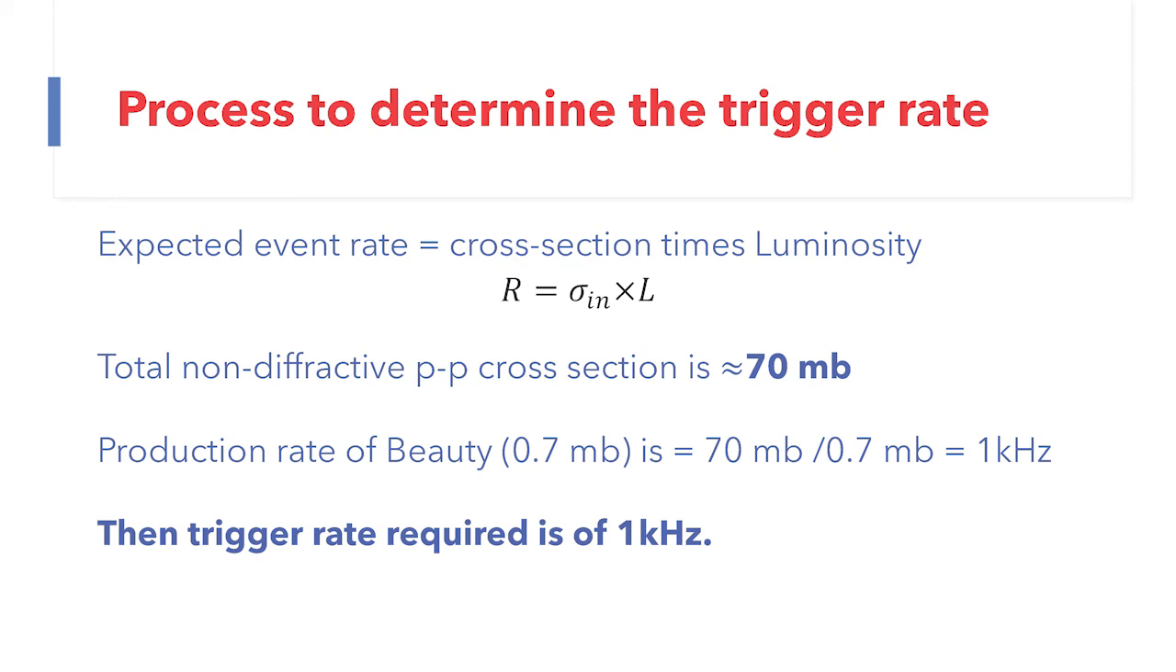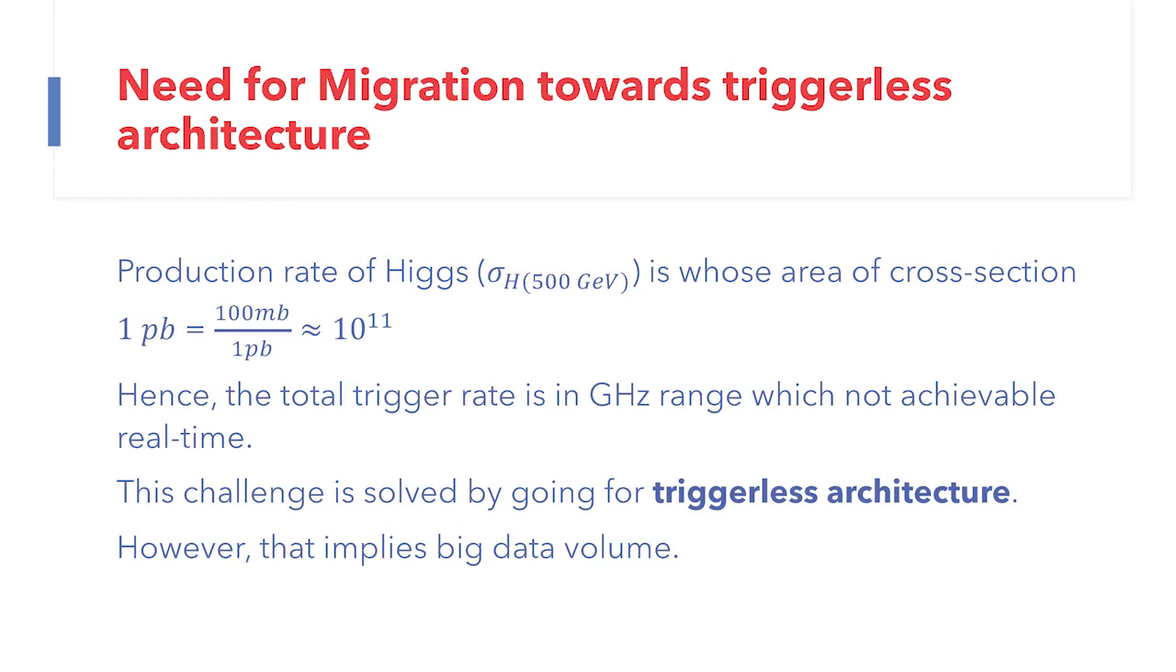So next part, I'm covering what happens when you go into the Higgs particle. When we go for the production of the Higgs particle, the whole cross-section is around 1 picobarn. Now, just for your calculation, I've given it 100 millibarn by 1 picobarn, it is 10 to the power 11, which means the trigger rate is in gigahertz, and that is not achievable in real time.